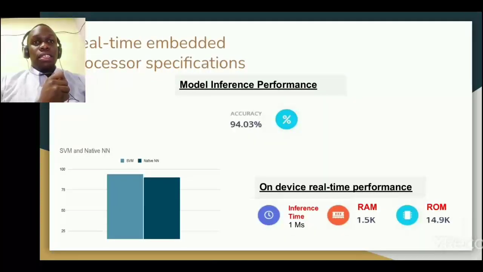On the real-time embedded processor specifications from Edge Impulse, we had a 94% accuracy model inference performance. We had a comparison with SVM and the native neural network as mentioned previously. SVM had 94%, native neural network had 90%. And on the on-device real-time performance, you'll notice it's 1 microsecond inference time, and the RAM and ROM estimates are as shown on the diagram: 1.5 kilobytes for the RAM, while the ROM is 14.9 kilobytes.